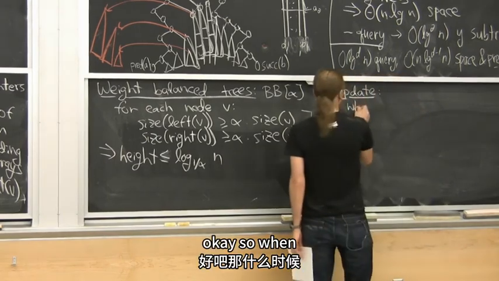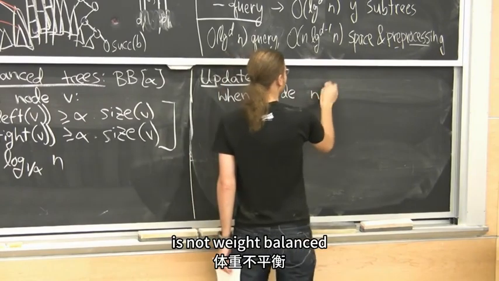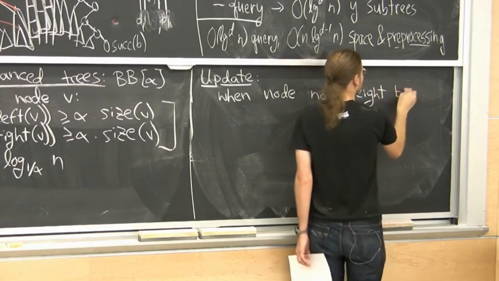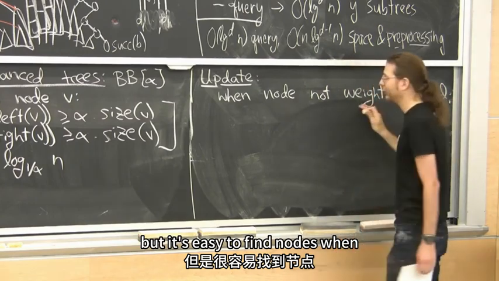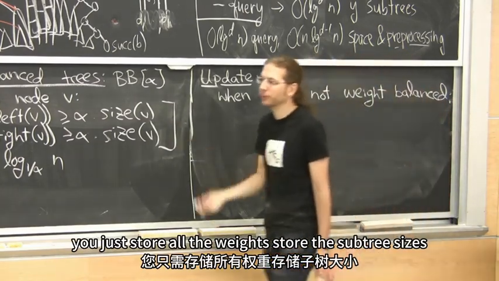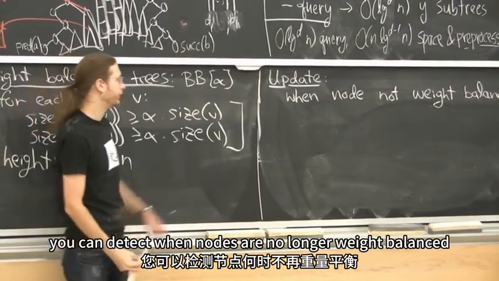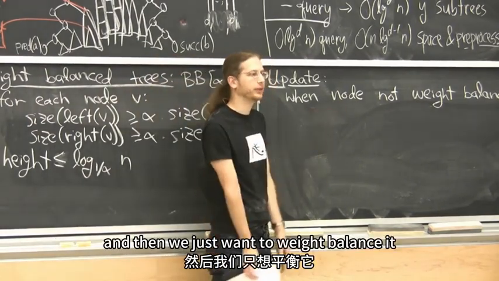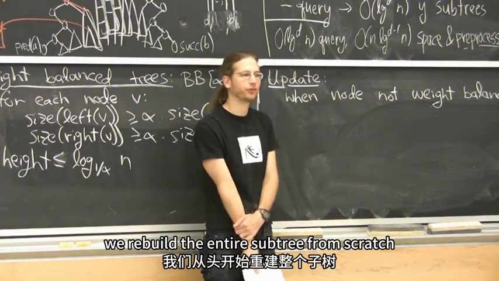Okay, so when a node is not weight balanced, it's a pretty loose algorithm, but it's easy to find nodes when you should just store all the weights, store the subtree sizes, which we were doing already. You can detect when nodes are no longer weight balanced. And then we just want to weight balance it. How do we weight balance it? We rebuild the entire subtree from scratch.